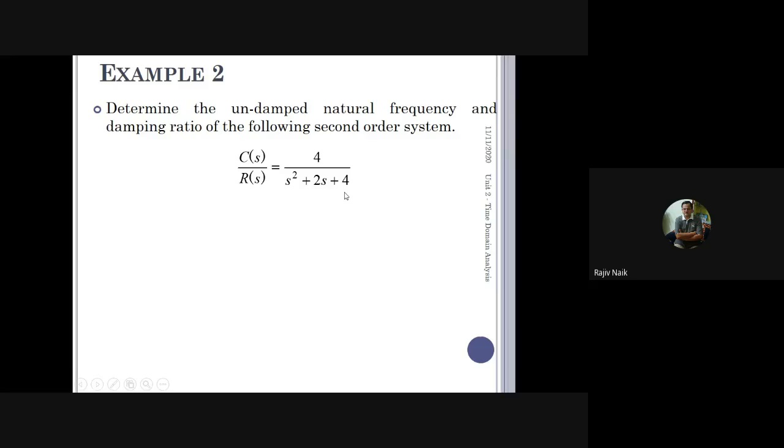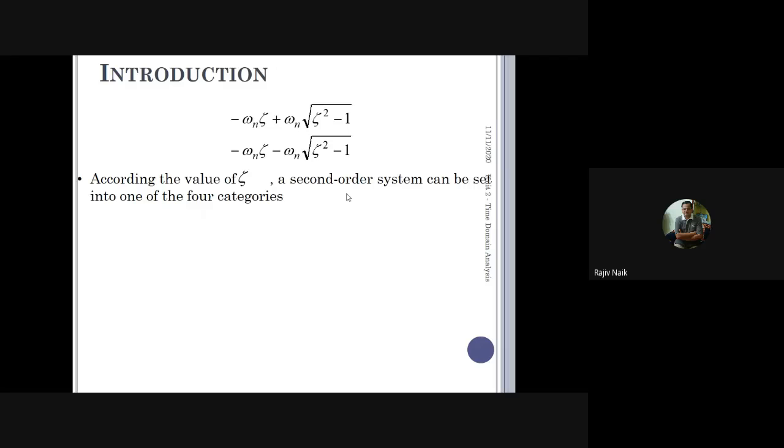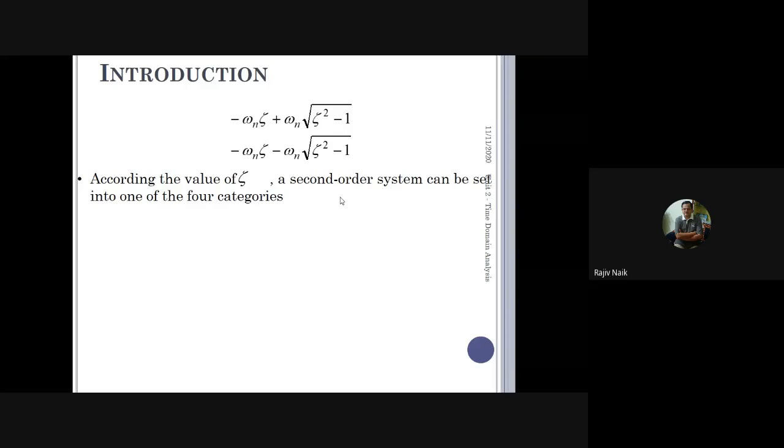See here, this is one example. We'll see the derivation in the next class. The derivation has not been put here. We'll see the derivation first and then the example. So we'll stop here today, and in the next class we'll continue.